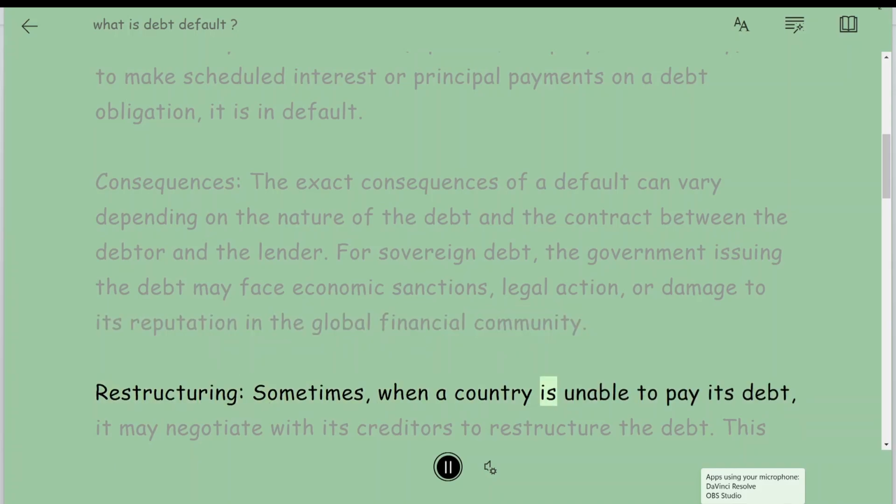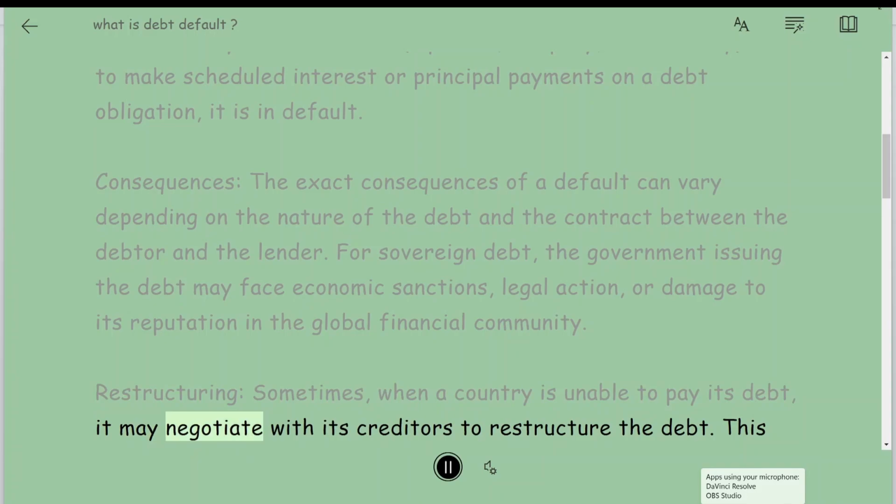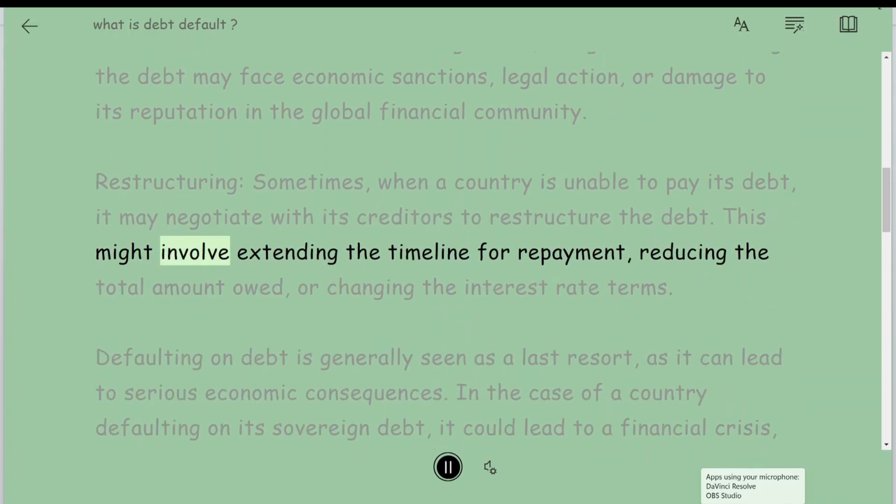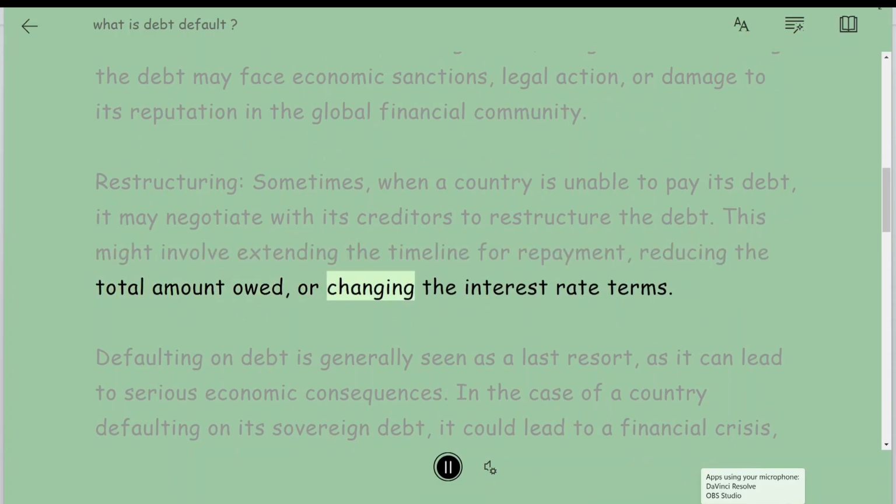Restructuring. Sometimes, when a country is unable to pay its debt, it may negotiate with its creditors to restructure the debt. This might involve extending the timeline for repayment, reducing the total amount owed, or changing the interest rate terms.